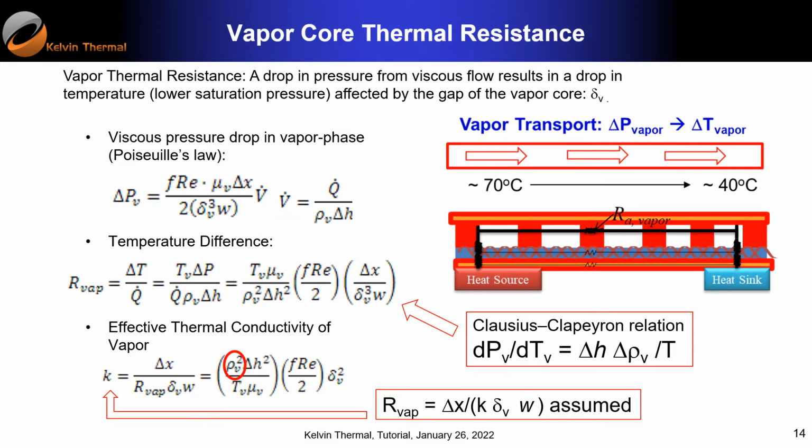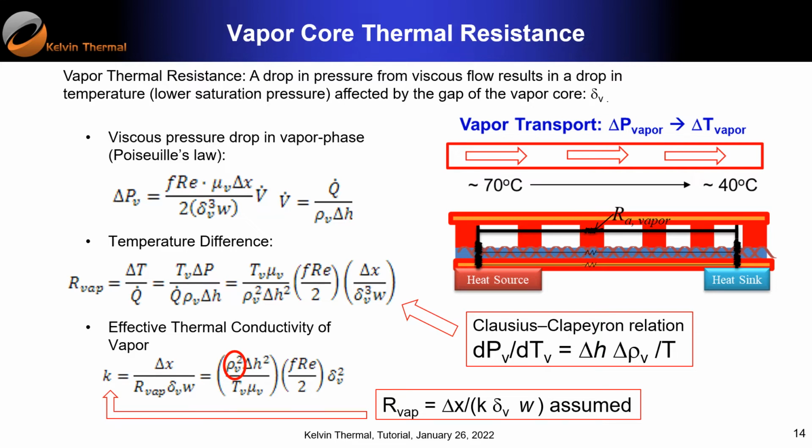So in this case, the temperature drop is 30 degrees C, from 70 to 40. Then I can derive what the pressure drop is. If I have a different pressure drop, I will have a different temperature drop. So using this thermodynamics, we can calculate delta T from the delta P. Then based on delta T and heat flow, we can calculate thermal resistance. Then from the thermal resistance, using one-dimensional heat conduction, we can derive the effective thermal conductivity. With the thickness and the width, that's the cross-sectional area, and this is the length, I can calculate effective thermal conductivity.